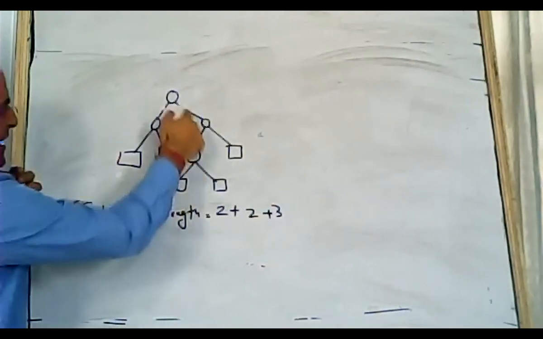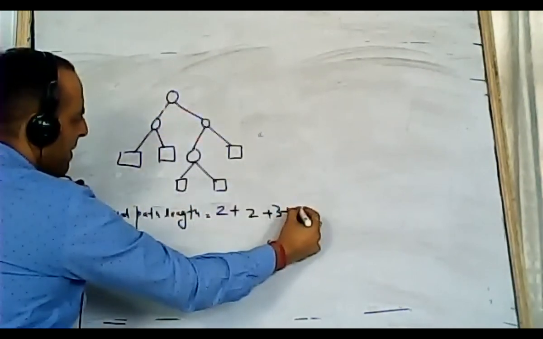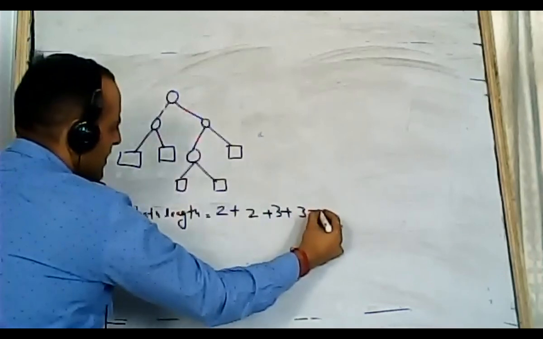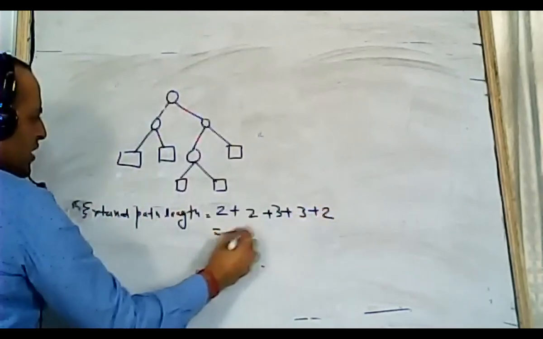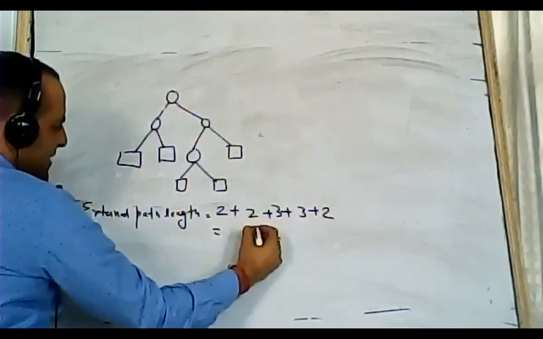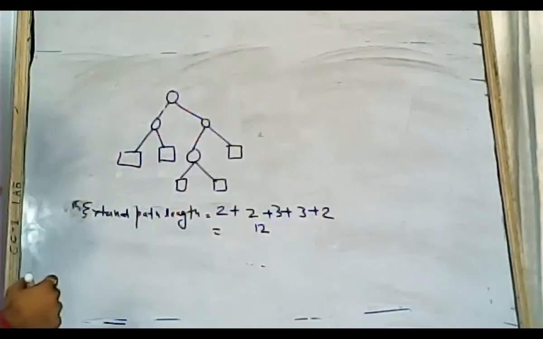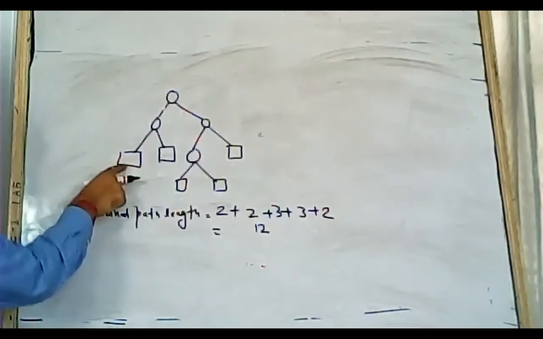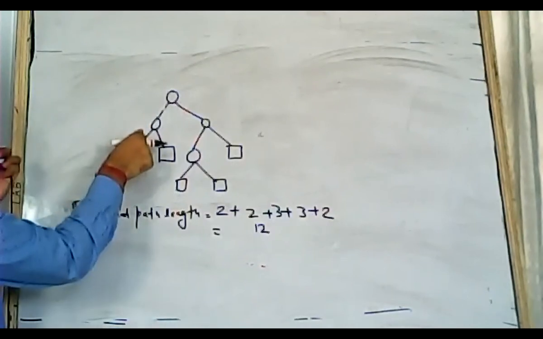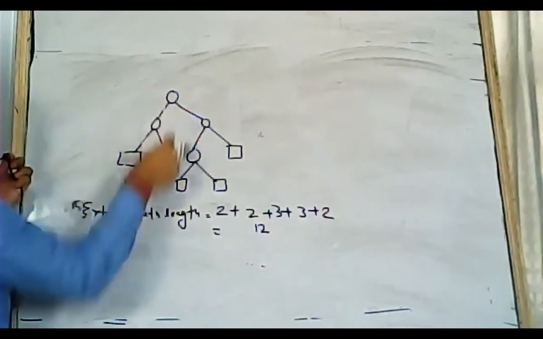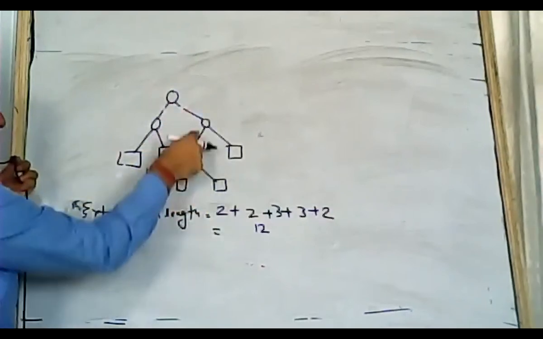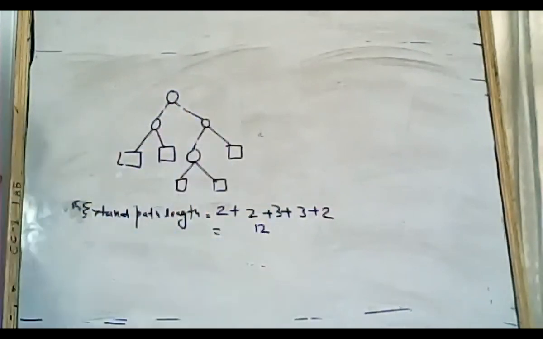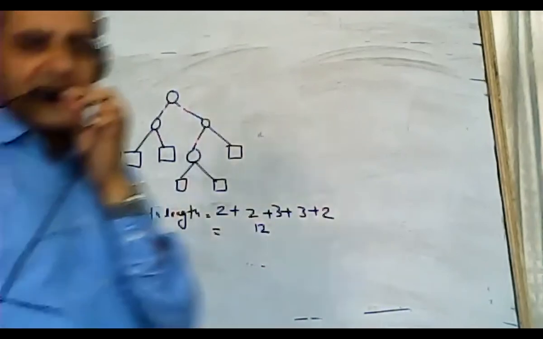3. 1, 2, 3. Yes. 3. Next last 2. What is the value? 6 plus 6, 12. Is it easy how we calculated? Pick a node and count the number of edges towards the root. 2 plus 2 plus 3 plus 3 plus 2. Is it easy? Yes, sir.